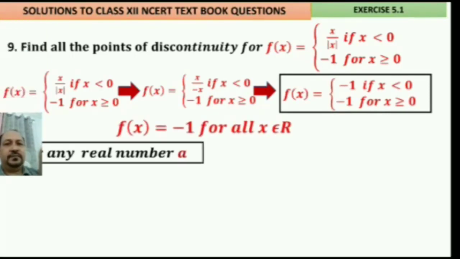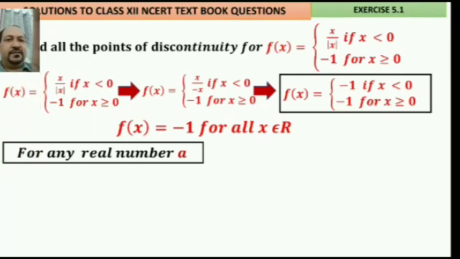Question number 9. Find all the points of discontinuity for f(x) equal to x upon mod x if x is less than 0, minus 1 for x greater than or equal to 0. So f(x) equal to x upon mod x; if x is less than 0, it becomes x upon minus x, and minus 1 for x greater than or equal to 0.